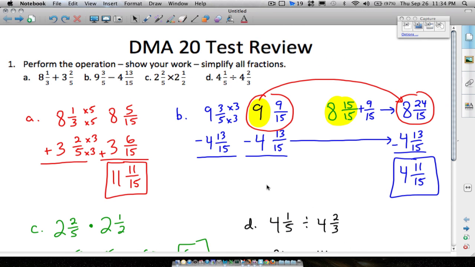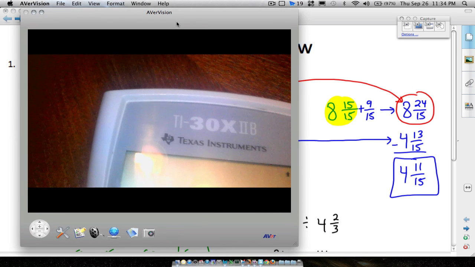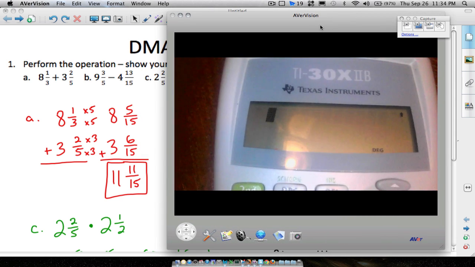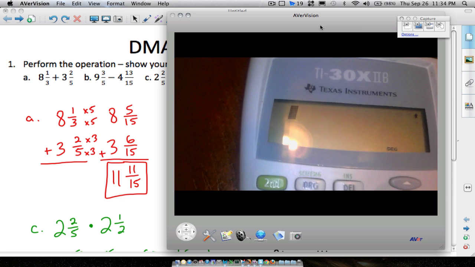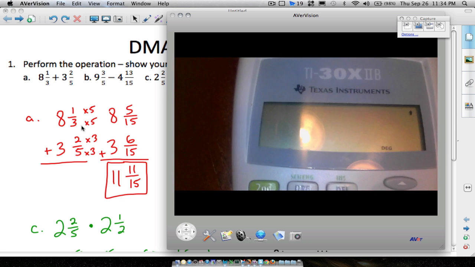Alright, and I did want to go over these problems on the calculator. I am asking you to show your work, however, definitely use the calculator as a checking tool. If you are proficient in computing these problems by showing work, you should have enough time to go back and quickly check your work on the calculator.